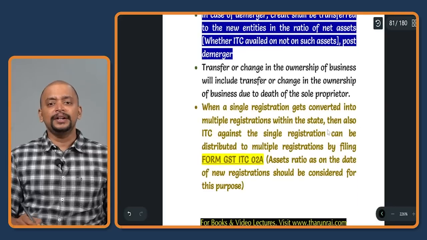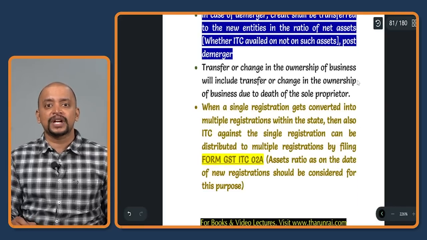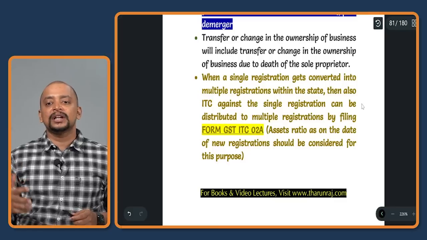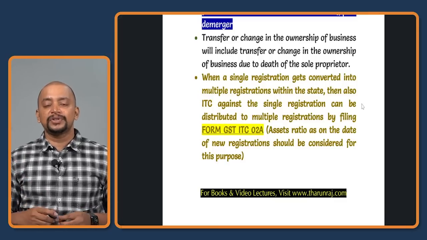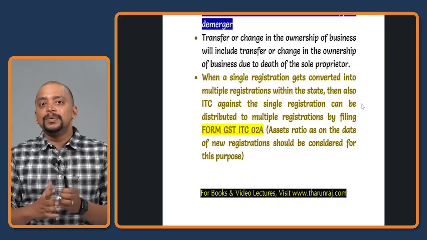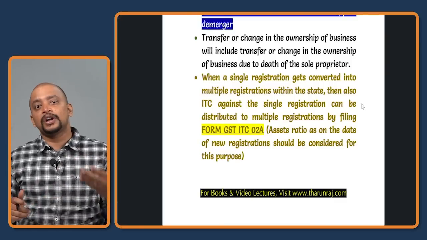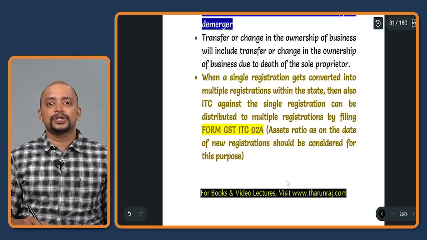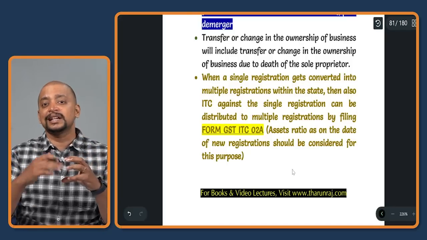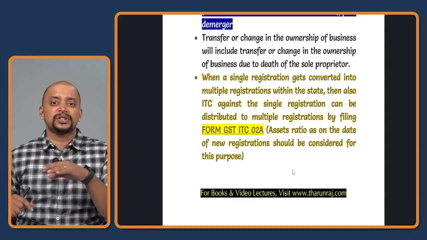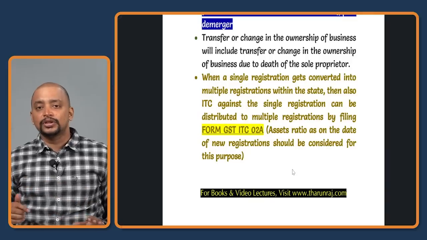Then transfer or change in ownership also includes transfer or change in ownership due to death of sole proprietor. When a single registration is getting converted into multiple registrations within the state, then ITC with respect to the single registration will be distributed to the multiple registrations. For that they will file one form, that is ITC-02A. On what basis this ITC will be distributed? On the assets ratio, that is, a single registration within the state is getting split into multiple registrations. So then the ITC will be transferred to all those registrations in the ratio of assets as on the date of registration.